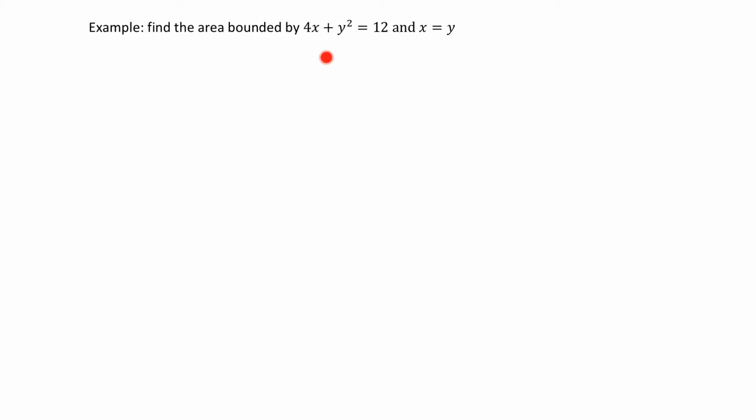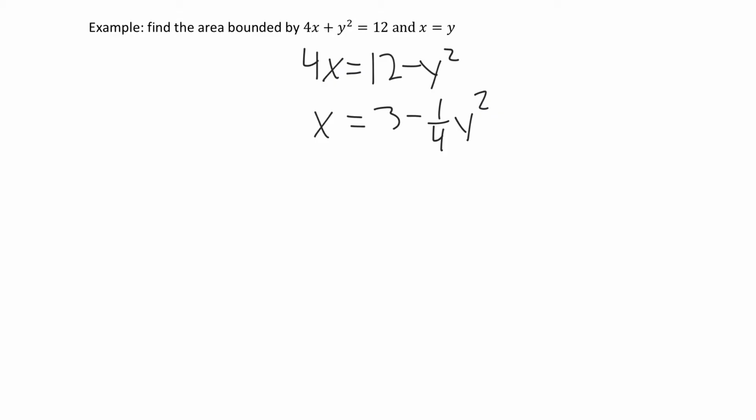But let's look at that first curve and actually solve it for x equals. So if we move the y squared over, we'll have 4x equals 12 minus y squared. And dividing through by 4, we'll have x equals 3 minus 1/4 y squared. Of course, our other curve is still x equals y.